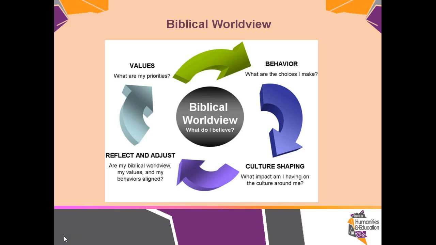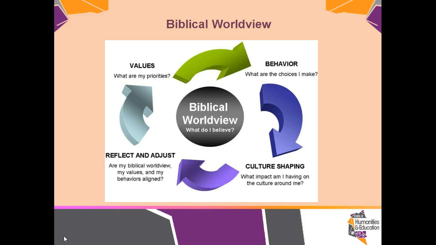But the Christian curriculum model hinges on a biblical worldview, where we have 4 different impacting areas coming into play. Values. What are my priorities? Values influence the behavior. What are the choices I make? The behavior influences the culture shaping. What impact am I having on the culture around me? And then I will reflect and adjust. Are my biblical worldview, my values, and my behavior aligned?